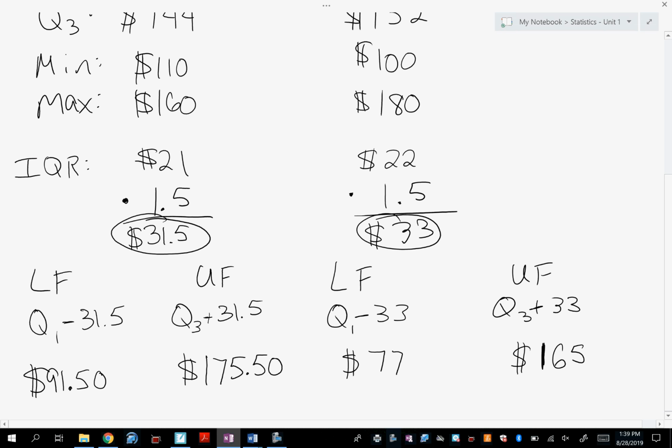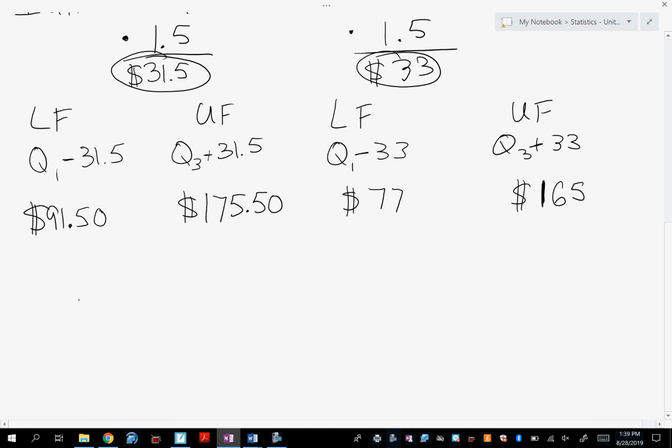So if you think of this as a fence and this as a fence, anything on the outside of your fences is considered an outlier. Bless you. So if these are my fences, if this is 91.5 and this is 175.5, do I have anybody at Moose Burgers who gets paid less than $91.50 a week or more than $175.50 a week? The answer is no. No one at Moose Burgers is making anything on either side of these fences. So for Moose Burgers, there are no outliers.